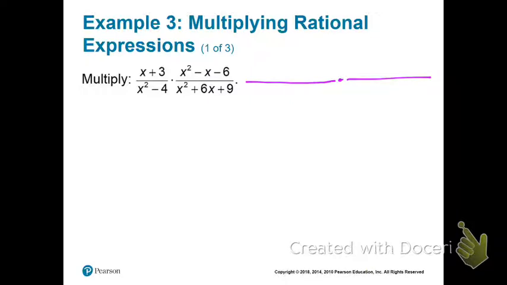So the first numerator is x plus 3. Can I do anything with that? I cannot, so I'm just going to bring it over here. Its denominator is x squared minus 4. Well, no greatest common factor, two terms, it's a difference of squares. So the square root of x squared is x, square root of 4 is 2. So when we factor, we get x plus 2 times x minus 2. And so I'm going to put that for the first denominator.